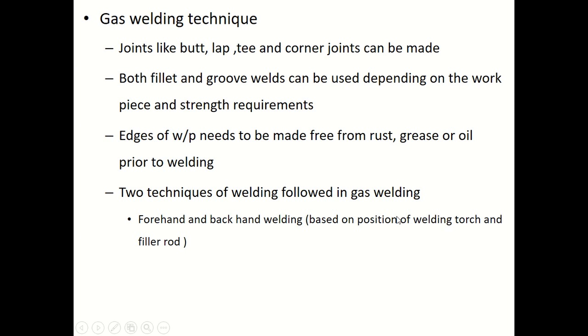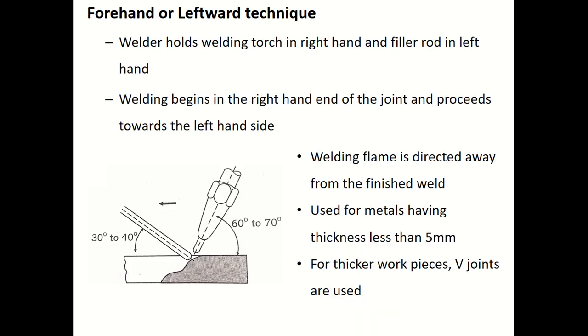There are two techniques followed in gas welding: forehand and backhand welding, based on the position of the welding torch and the filler rod. Let's see what is meant by forehand. It's also known as the leftward technique. In this technique, the welder holds the welding torch in the right hand and the filler rod in the left hand. The welding begins at the right hand end of the joint and proceeds towards the left hand side. So that's called the forehand or leftward technique.